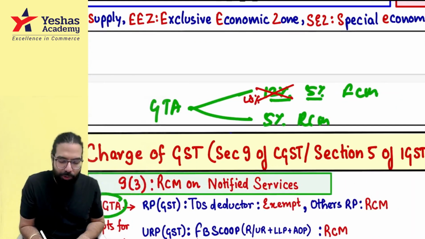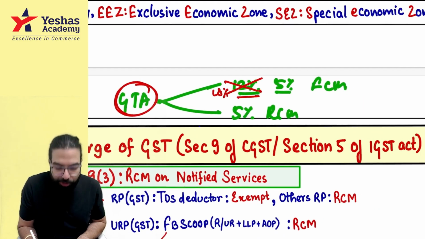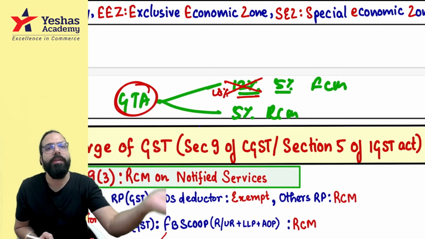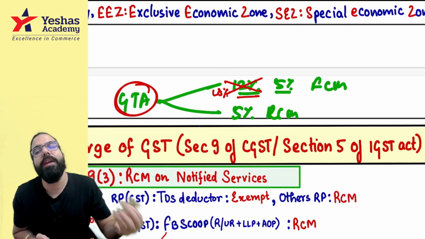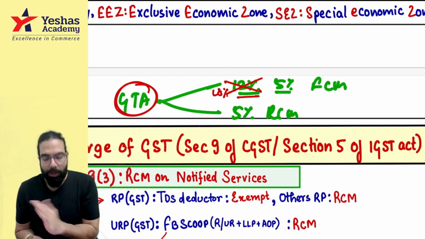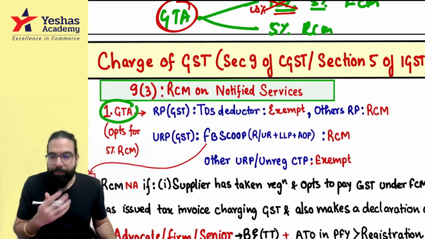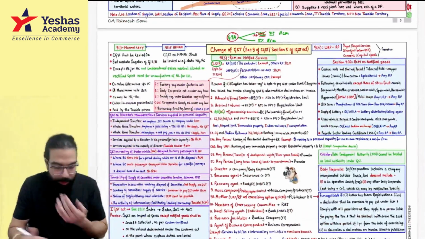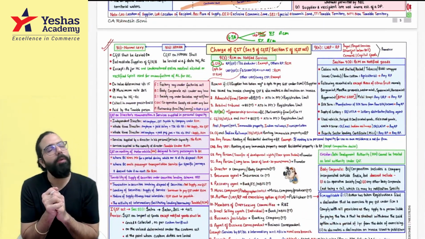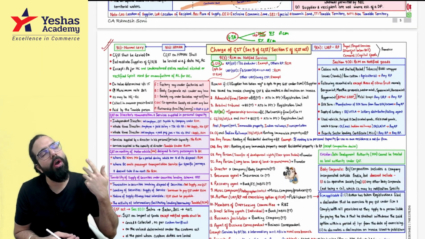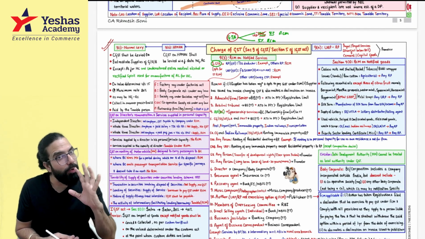So if by chance you see anywhere in the Q&A material for GTA, I have told 12%, GTA is charging 12% under forward charge. Remember, it is not 12%, it is now 18%. That's all. Done, sir. This point is clear. Baba, any impact on the chart book? Nothing. Sir, question answer book, all question answers will remain the same. There is no impact at all.